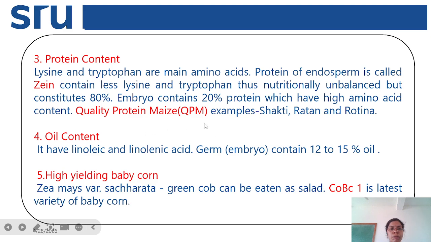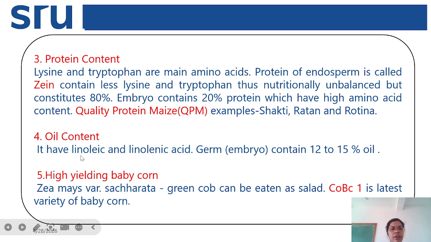That is QPM. QPM is a variety developed with a higher amount of lysine and tryptophan, and generally the embryo contains around 20% of the protein content, which has a higher amino acid content. The best examples for quality protein maize are Shakti, Ratna, and Protina. So these are the three varieties developed as quality protein maize with a higher amount of lysine and tryptophan content. And next is oil content.